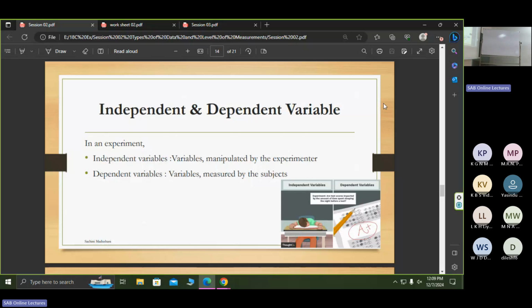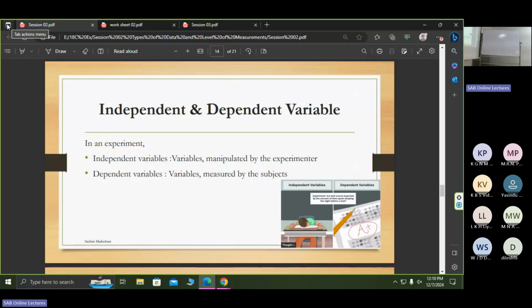Then we started session number 2. Already we discussed types of variables and the 4 levels of measurement. Normally, how do we define a variable? Tell me the answer. How do we define the variable? A variable is any measurable characteristic or attribute.